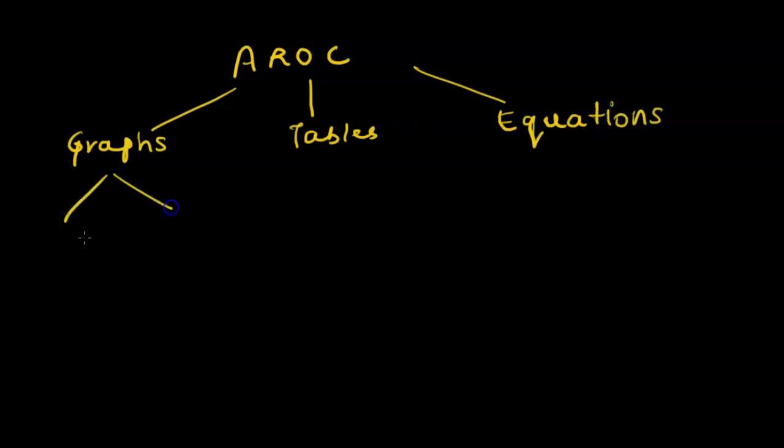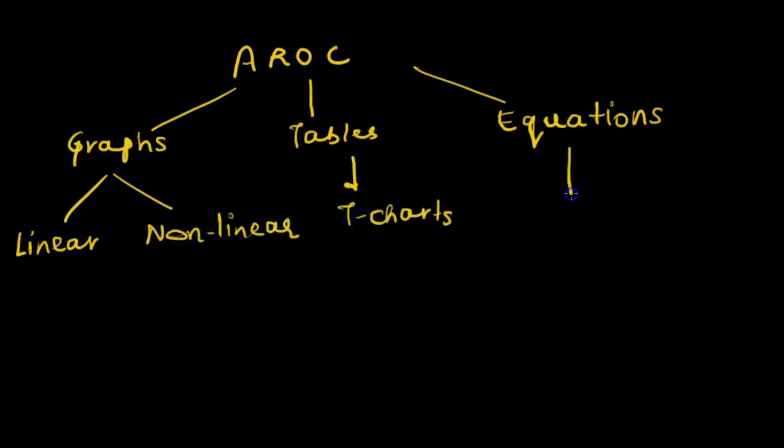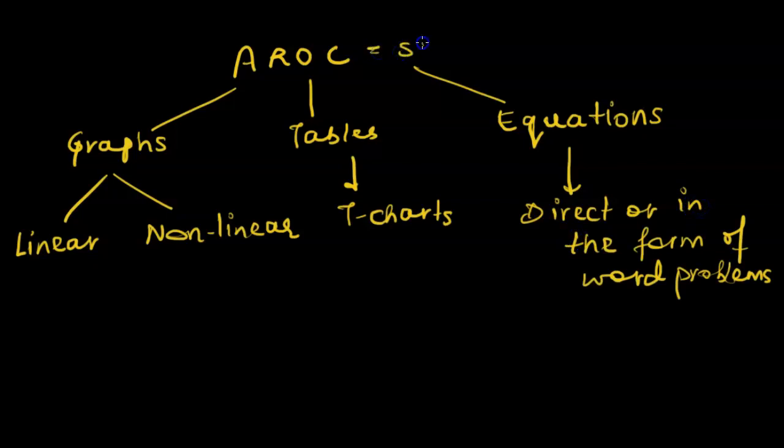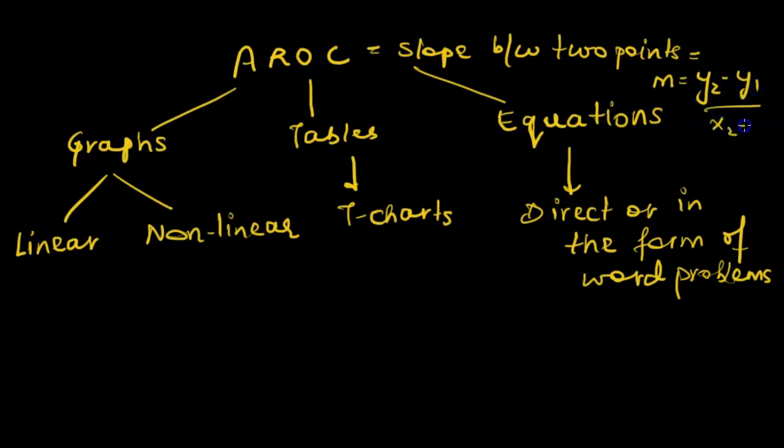Now graphs are further of two types. You could be given linear graphs or non-linear graphs. Tables are just simple T-charts. Equations could be direct equations or in the form of word problems. Because we know AROC is slope between 2 points, the formula that we would be using is the slope formula, and that is y2 minus y1 over x2 minus x1.